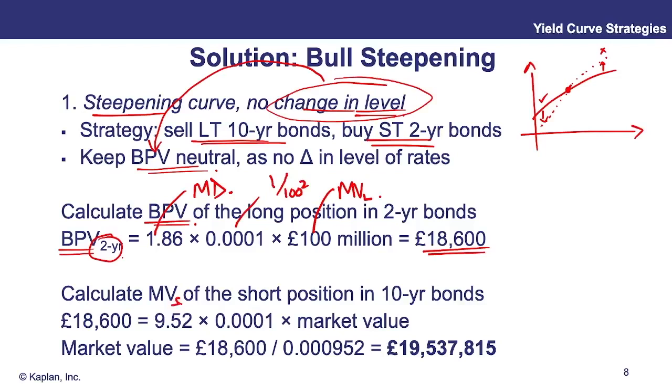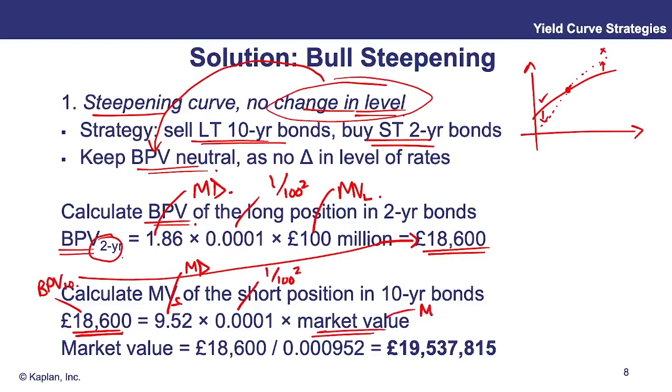point value. Okay, so you want the basis point value of your short position in the 10-year bond to be the same as what we had for our long position in the 2-year bond. So we know that 18,600 must be the modified duration of the longer dated bond multiplied by 1 basis point multiplied by its market value. That's what we're looking for, the market value of the short position. So we can just divide both sides by 9.52 times a basis point.